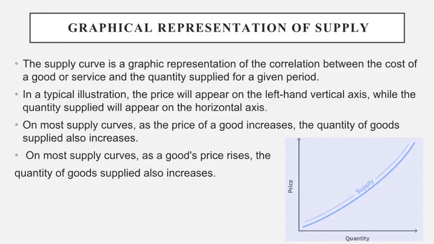The supply curve is a graphic representation of the correlation between the cost of a good or service and the quantity supplied for a given period. In a typical illustration, the price will appear on the left-hand vertical axis, while the quantity supplied will appear on the horizontal axis. On most supply curves, as the price of a good increases, the quantity of goods supplied also increases.